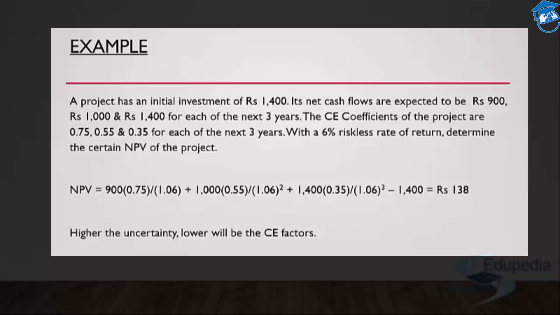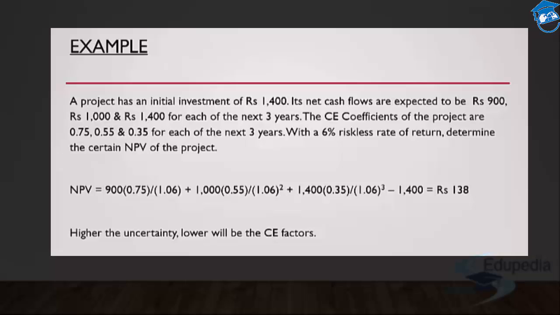So should we accept this project? Absolutely, we can. If in case we don't have any other project into consideration, we can go ahead with this. Why? Because this is providing us the positive net present value. So all I can say is, with this particular example, the conclusion: higher the uncertainty, lower will be the CE factors. And that can be simply suggested with this example as well.